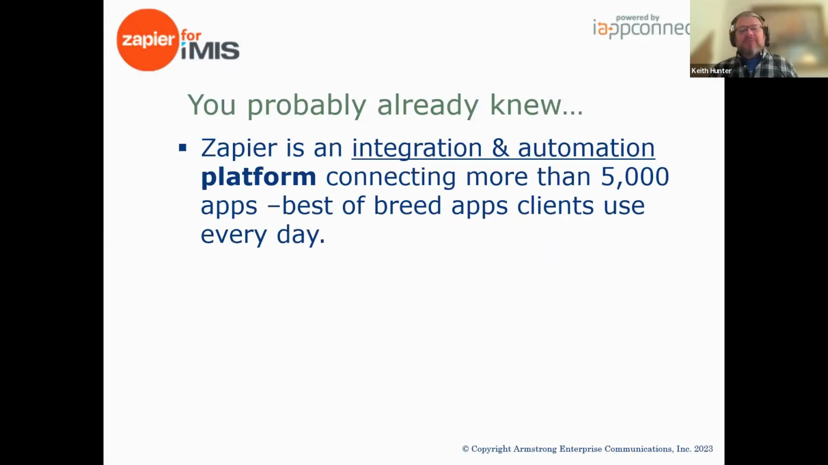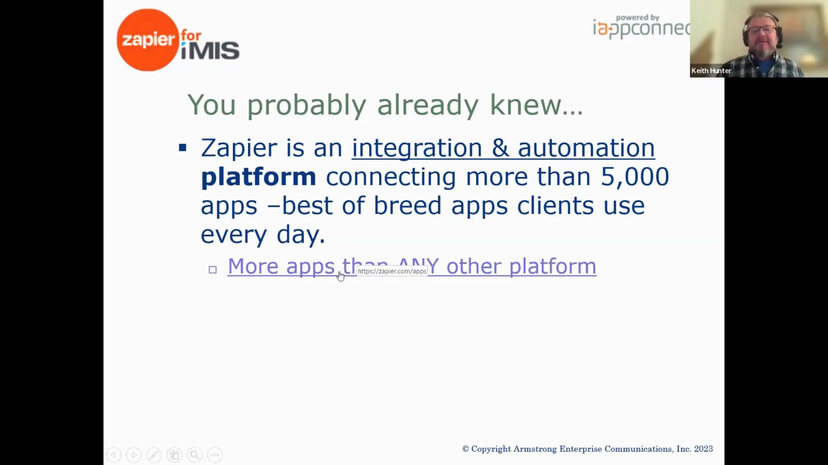So some of the stuff you probably already know. Zapier is an integration platform. It's an automation platform too. And it connects more than 5,000, really approaching 6,000 apps now. Best of breed apps that are out there that everybody is using every day. So there are apps that you're using in your organization that you use every day that you may not think you can connect to iMIS, but you can. Zapier has more apps than any other platform out there. More than Salesforce, more than anything else at all.